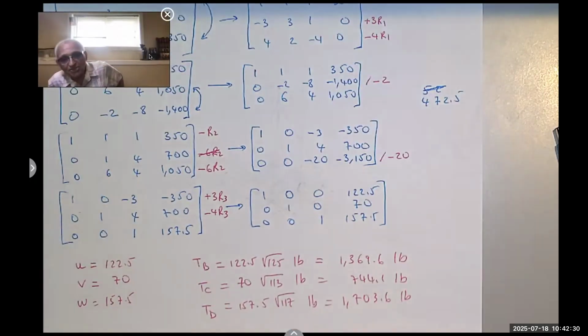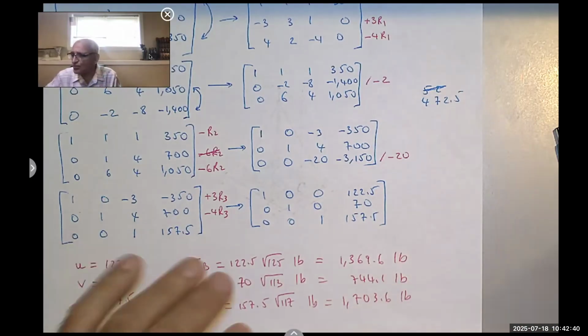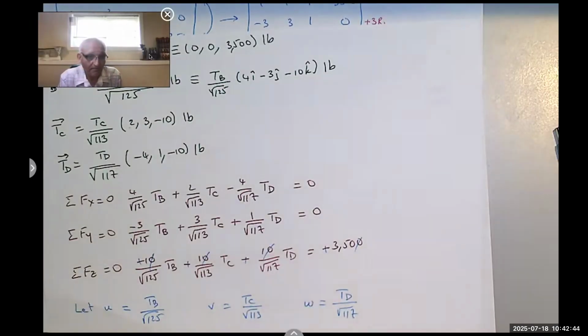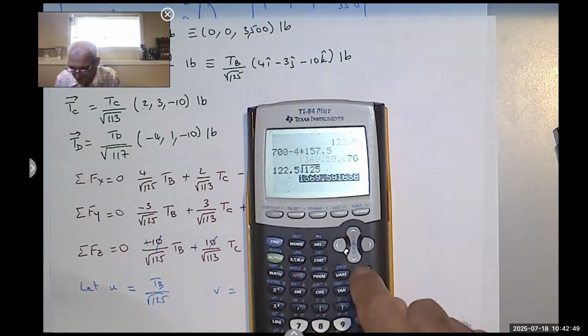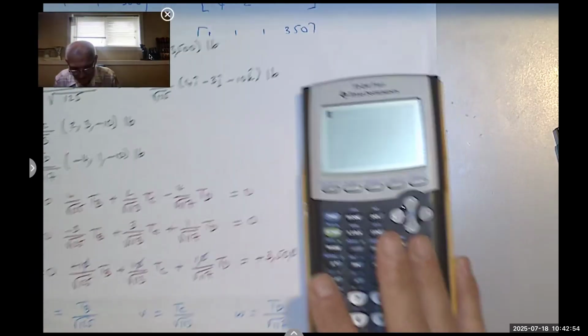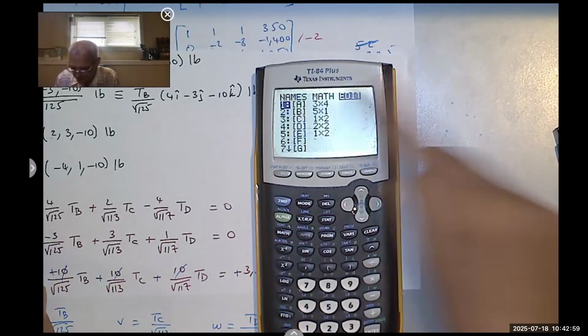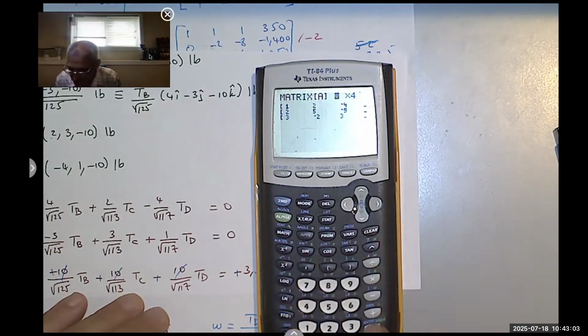So I found the tensions, and I knew they were tensions, and all of them turned out positive, so that's a good sign. It's not a proof. Now, let's see if we were allowed to use the calculator. If you go and check back what I did with the Gauss-Jordan, I'm going to repeat it here. I'm going to create a new matrix. I already had a 3 by 4 from last time, but I just need to change the numbers.